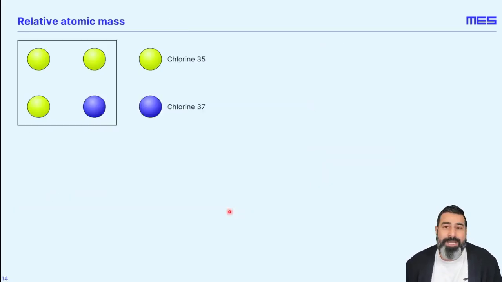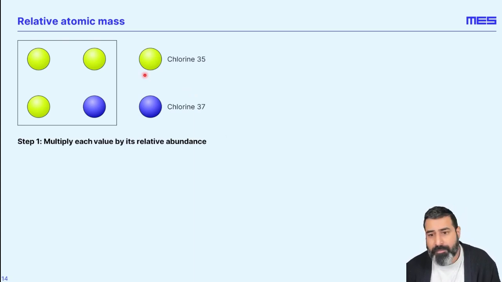Okay, relative atomic mass. We should know what an isotope is. An isotope is an atom of the same element. It is the same element because we have the same proton number, but a different mass number because we have different neutron numbers. Chlorine, for example, can exist as 2 isotopes, chlorine-35 and chlorine-37.